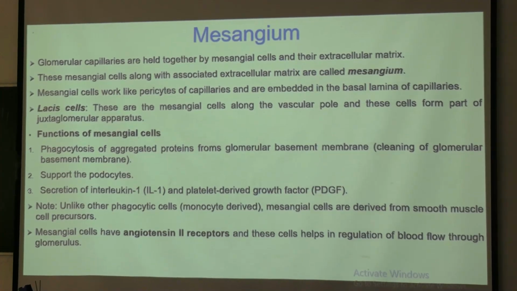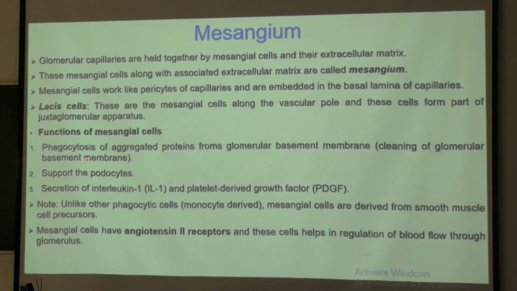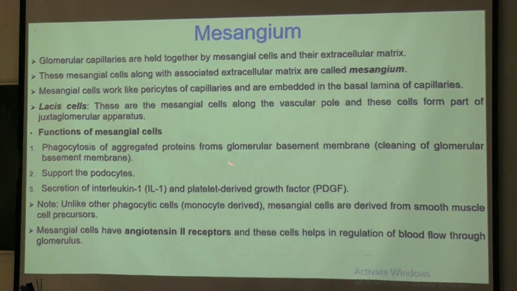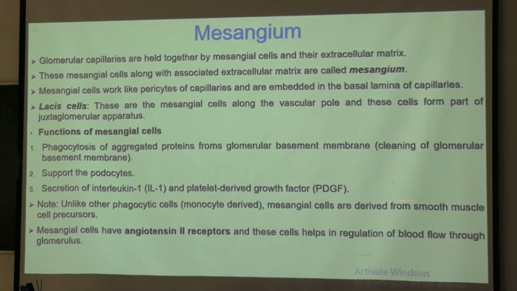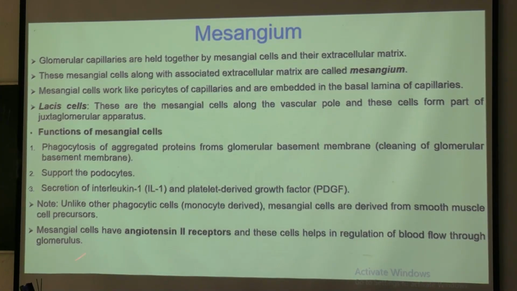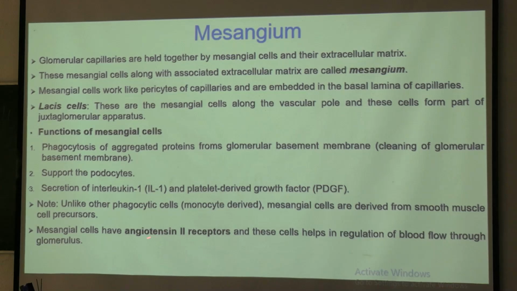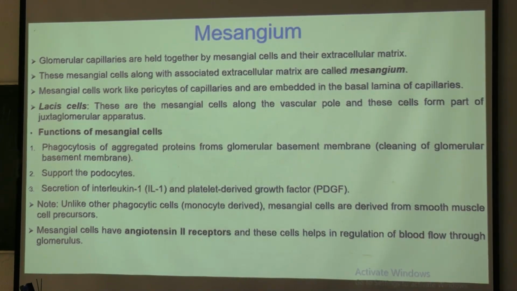So what are the functions of mesangial cells? Phagocytosis of aggregated proteins that form the glomerular basement membrane, cleaning of the glomerular basement membrane, support of the podocytes, and secretion of interleukin 1 and platelet derived growth factor. Unlike other phagocytic cells, which are monocyte derived, mesangial cells are derived from smooth muscle cell precursors. Mesangial cells have angiotensin II receptors, and these cells help in regulation of blood flow through the glomerulus.